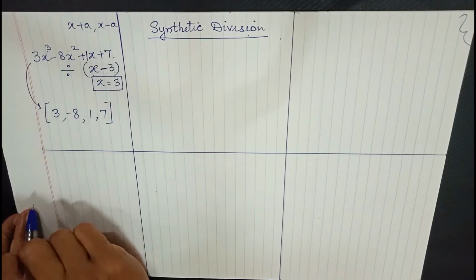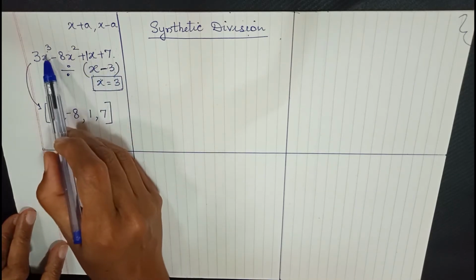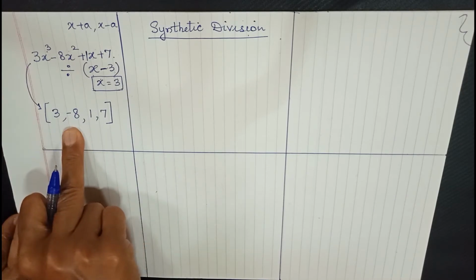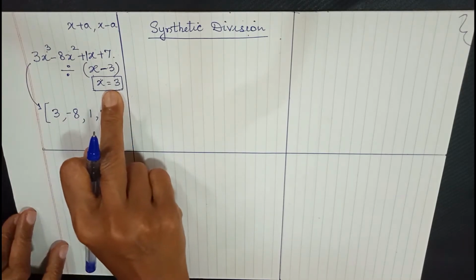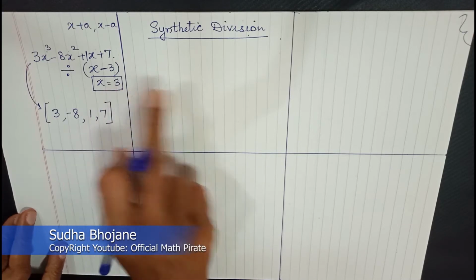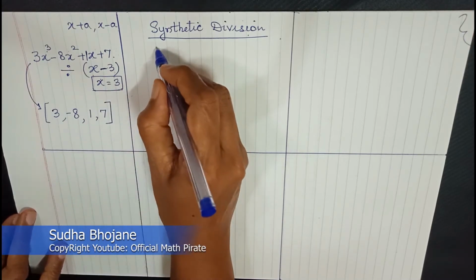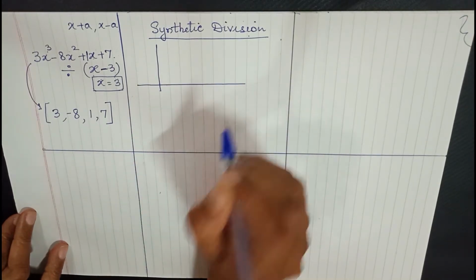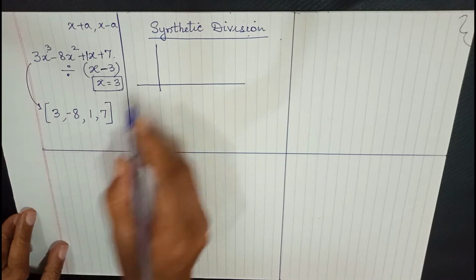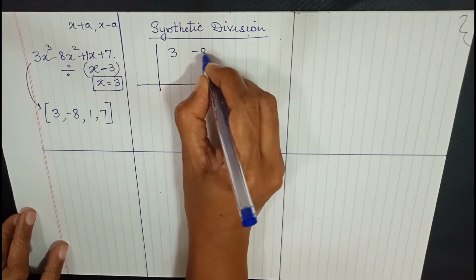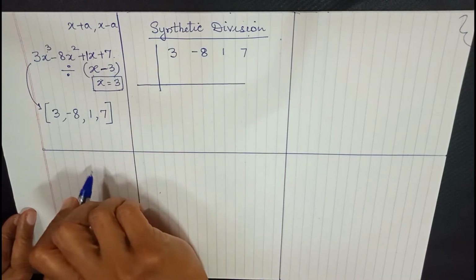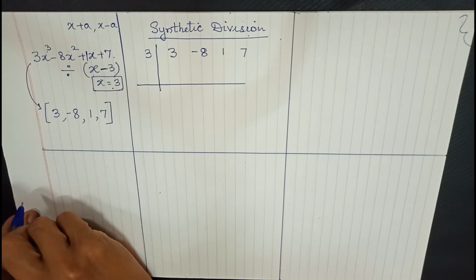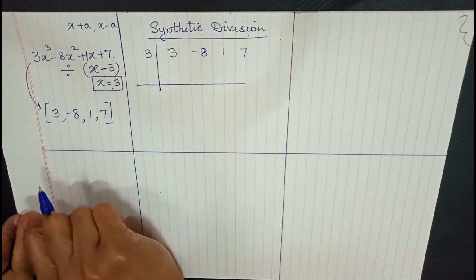Wherever there is nothing, the coefficient is 1. And we don't have to put any zeros because all the degrees are there: 3, 2, 1, 0. So now we have the coefficient form of the expression, and for the divisor we have taken the opposite sign. Let's start with the synthetic division. What we do is draw a vertical line and a horizontal line, and the coefficient form which we have, we write it here. And the opposite sign of the divisor, we write outside. So this is how the preparation for synthetic division is done.